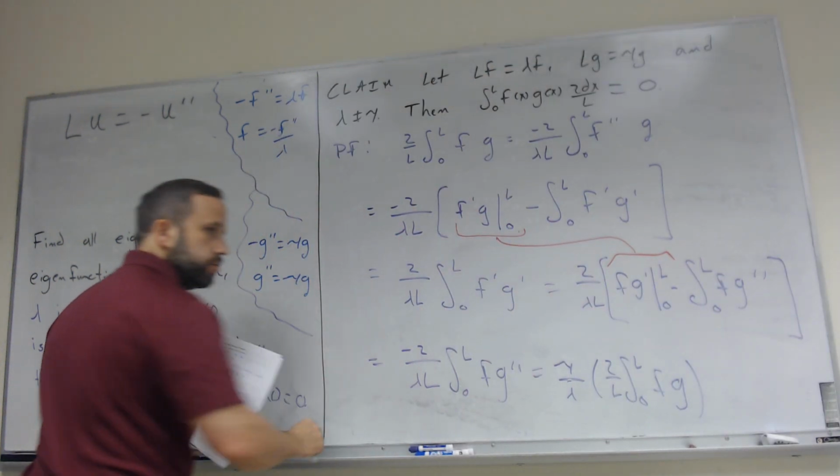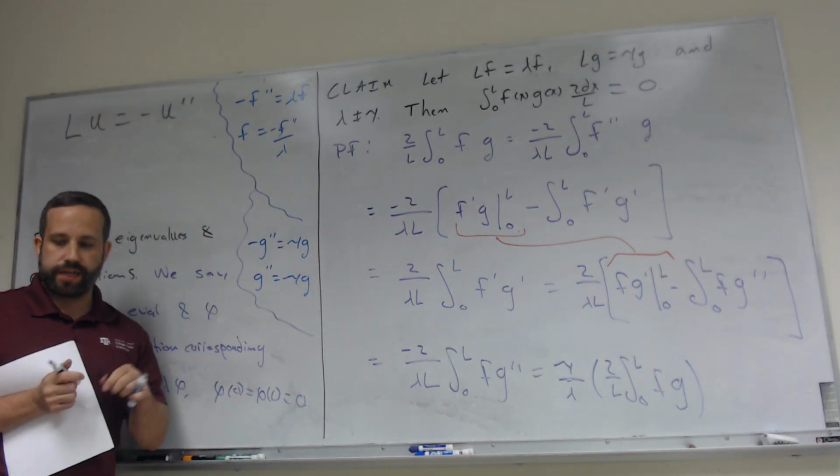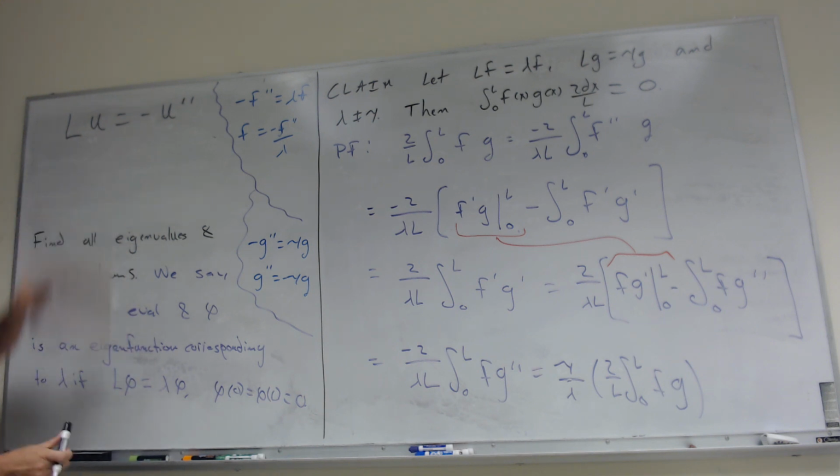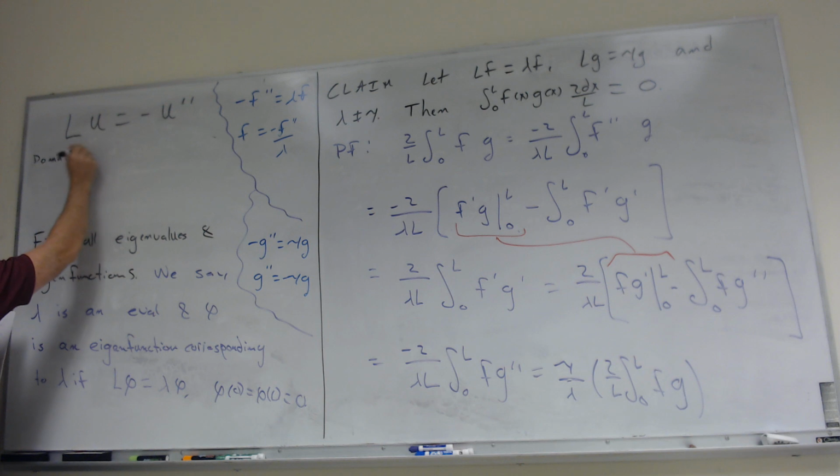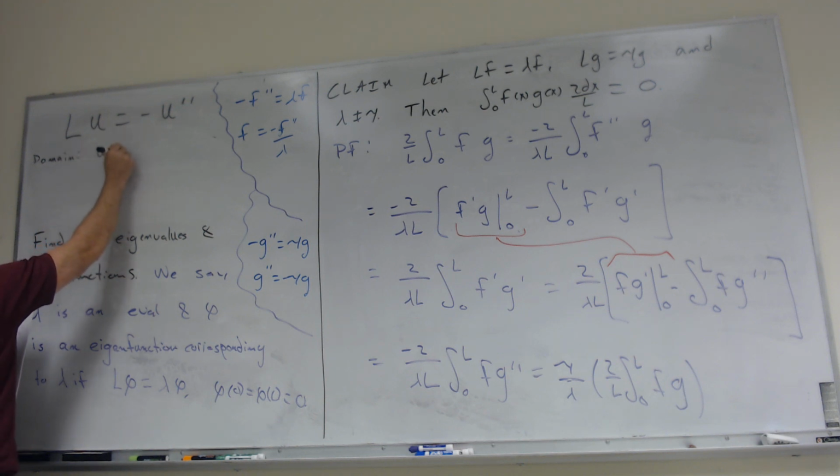Okay, so I now want to talk about symmetric boundary conditions. So we have our operator up here. It's the second differentiation operator. And we're going to change our domain. We're going to say the domain is going to be all U's that satisfy a symmetric boundary condition.